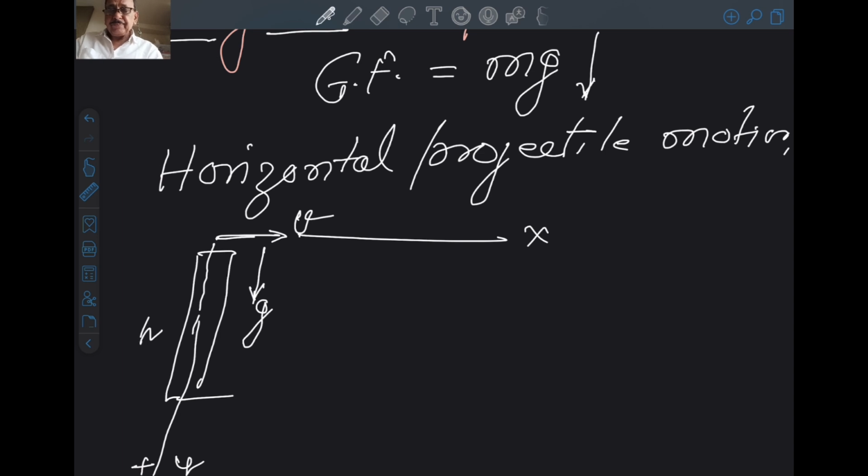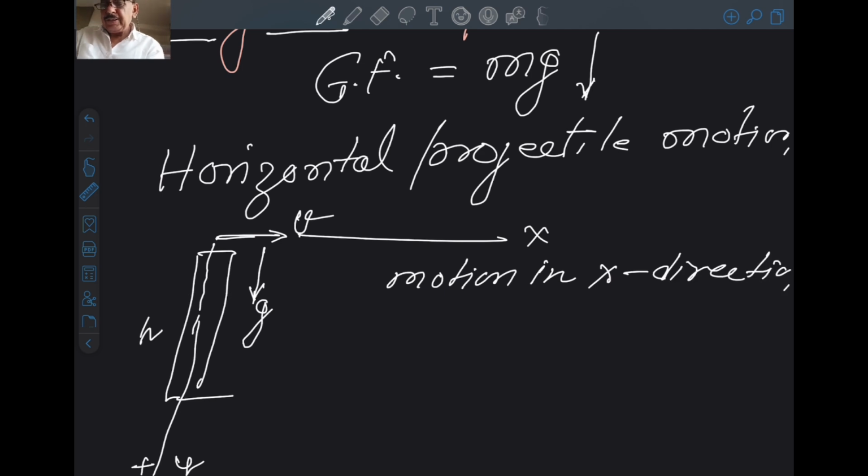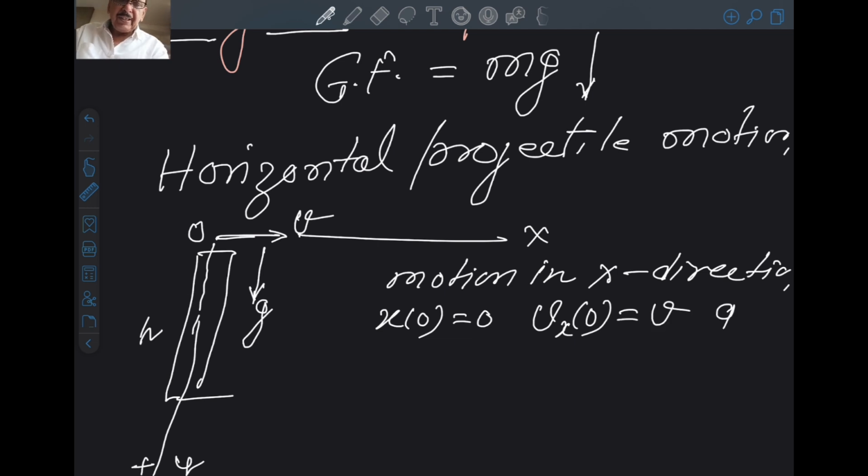In such a case, first, we will treat this motion in two parts, one horizontal and another vertical. Let us start with horizontal, motion in the x direction. For this, we choose this as the origin. So our x0 is equal to 0 because we start from the origin. Next, vx0 is v, and there is no acceleration in the x direction.